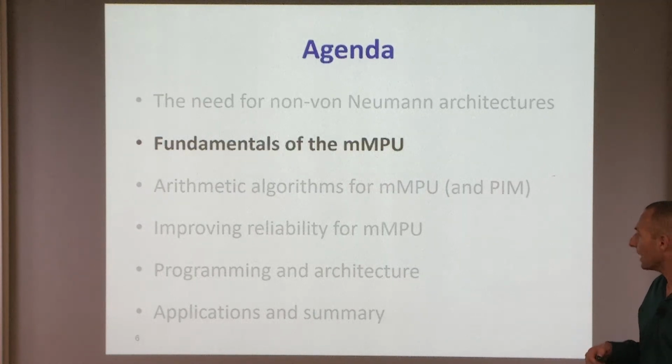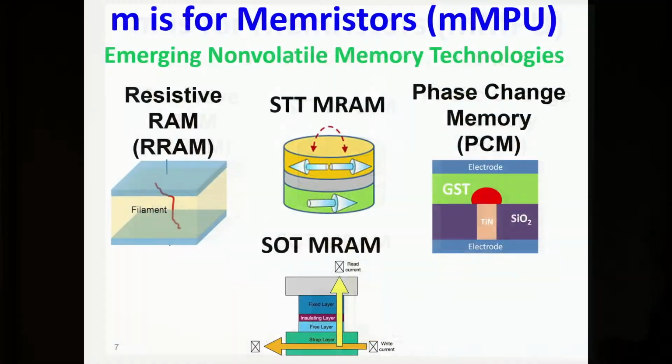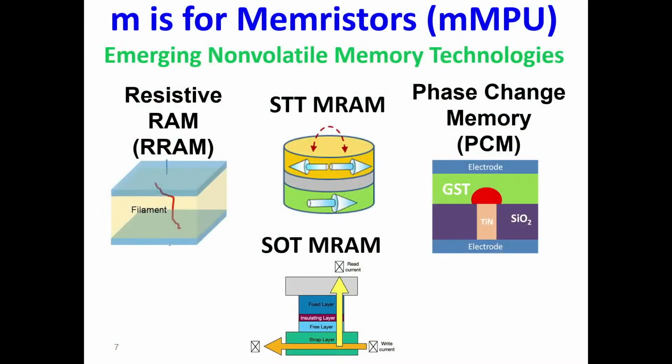So mMPU, the first M is for memristors. I think that this type of slides were mentioned in a few talks earlier. The idea is to use resistive memory with different names: resistive RAM, phase change memory, MRAM. Doesn't really matter. We can work with all of them. And I do want to explain how it works, at least how we are doing that.